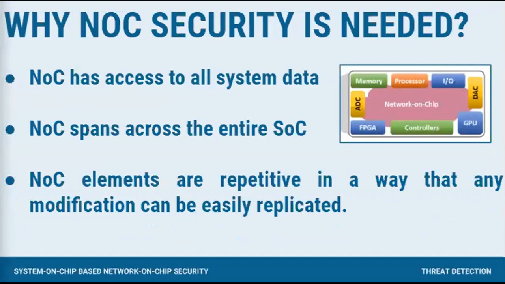We talked about why we need security in network on chip communication. One thing is that the network on chip has access to all system data, and the other thing is that it spans across the entire system on chip. Of course, network on chip elements are repetitive in a way that any modification can be easily replicated within a network on chip.